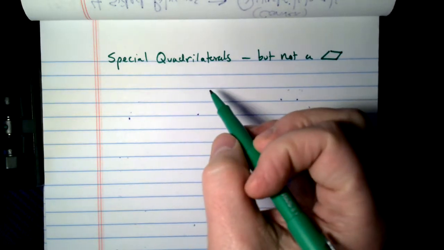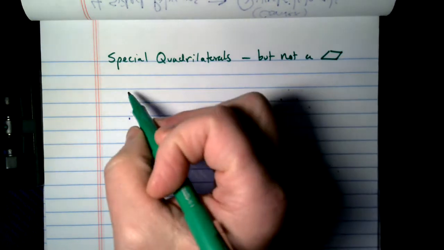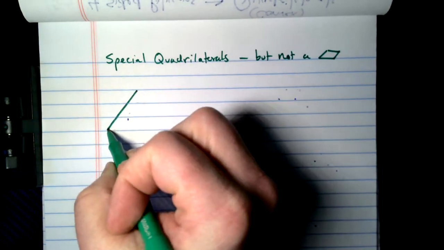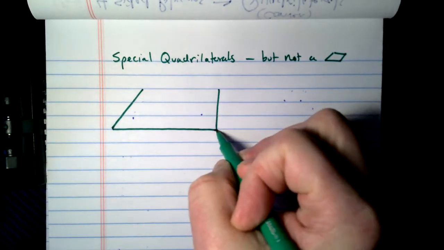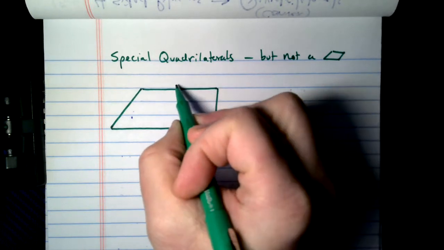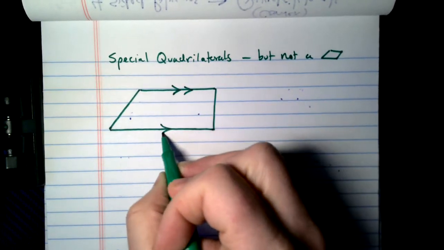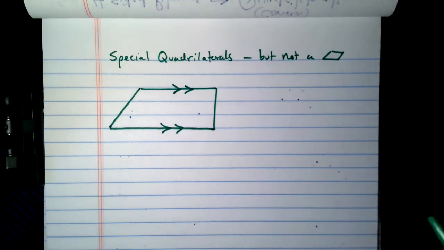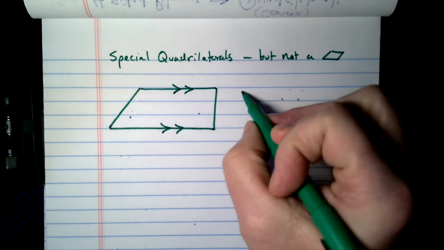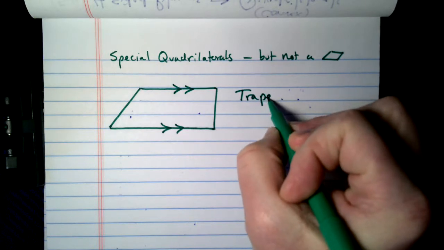These last 2 special quadrilaterals, maybe you thought of these words or not. One of them looks like this. Let's go all the way across. I can go straight up on this one. One of them kind of looks like this. I just have one pair of opposite sides parallel. Anybody have an idea what that's called? That is a trapezoid.